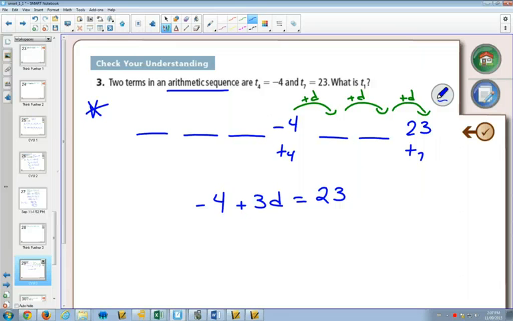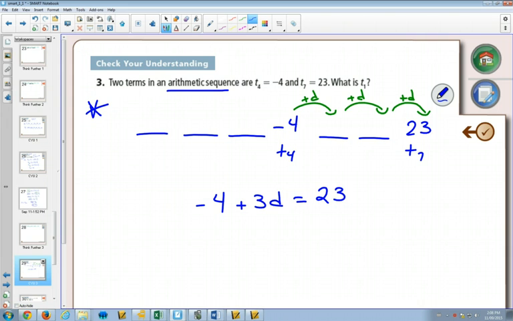Now that's not a formula on our formula sheet. It's an idea. And it's an idea based on the fact that to go from term 4 to term 7, we're going to have to add whatever our common difference is 3 times. So if I start with -4 and add 3 common differences, I'm going to get to 23. But by writing that equation, I now have an equation that the only thing I don't know is d, and we can use our algebraic skills to figure out what that is.